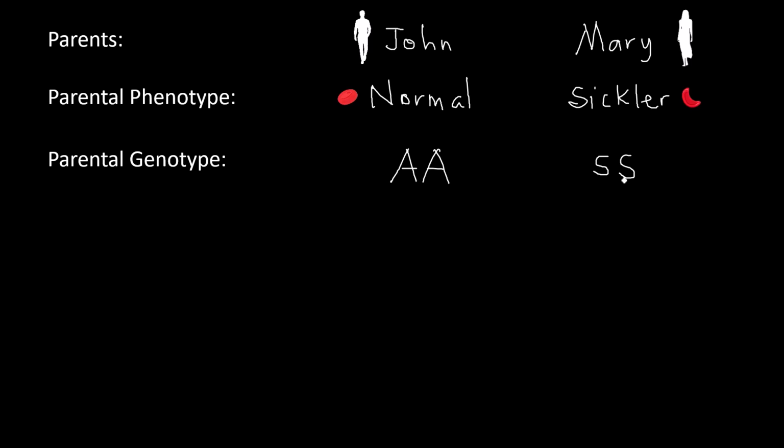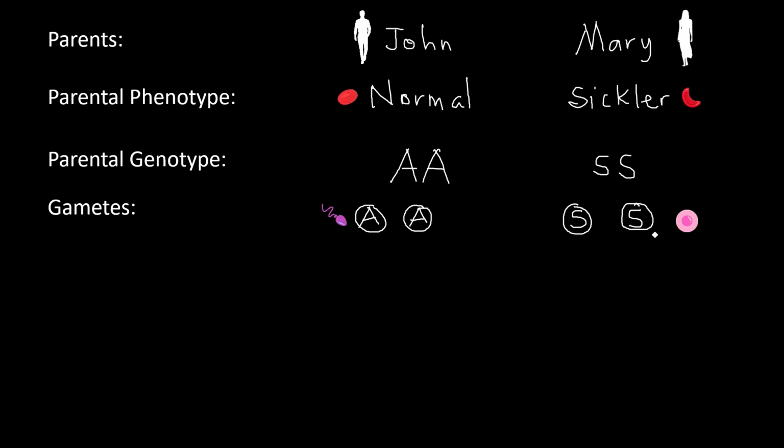Now let's go ahead and look at their gametes when it comes to sexual reproduction, in order to form their first child. When it comes to gamete formation, this is what it's going to be. John has the chance to give this capital A or this capital A, because these are the only options he has. And Mary has these options, capital S, capital S. These are the possibilities that she has. During sexual reproduction, John has the chance to give either this or this, and Mary has a chance to give either this or this in order to form their child.